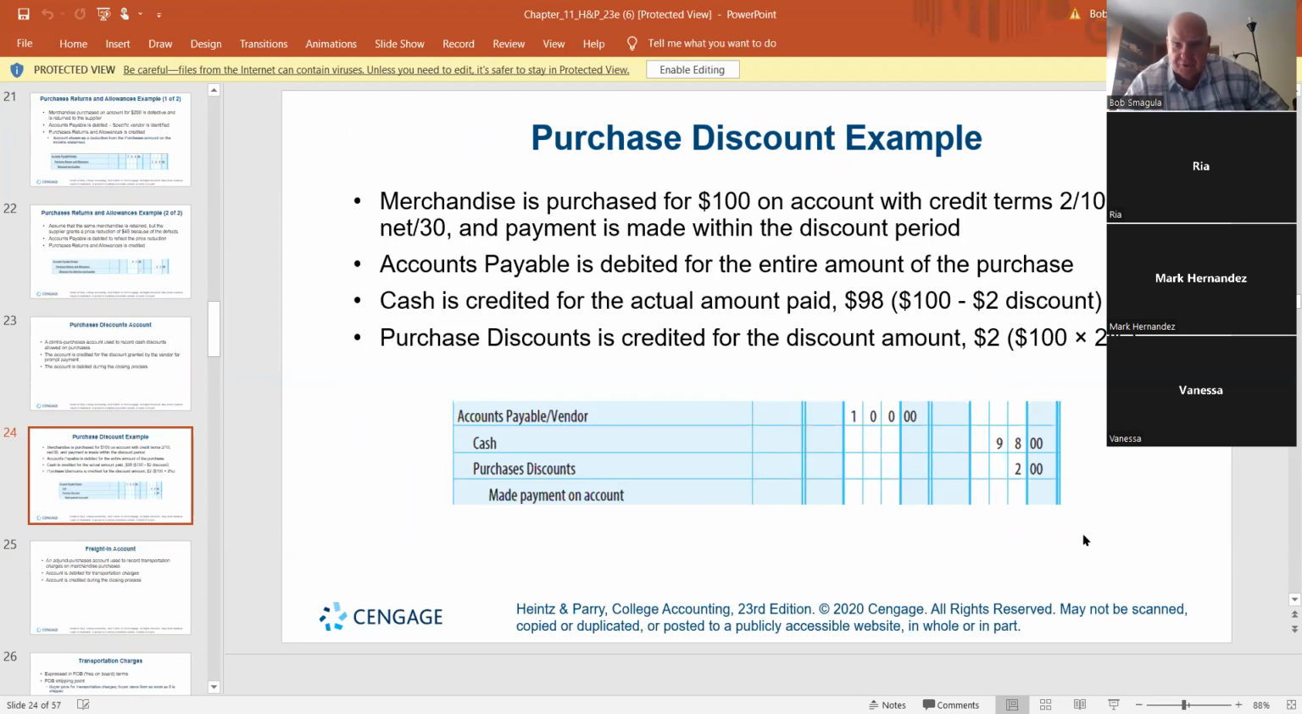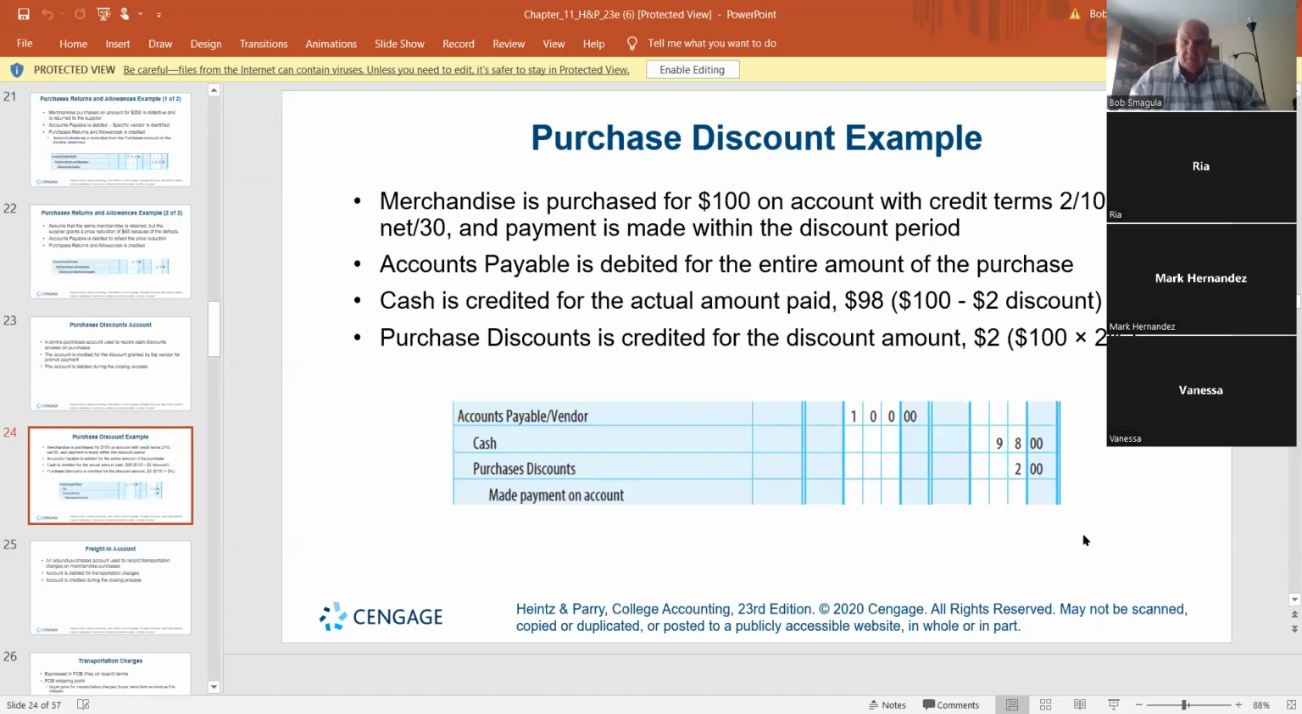We bought something for $100. The terms are 2/10 net 30, 2% discount if you pay in 10 days. Otherwise, you pay the net amount in 30. We are going to debit accounts payable for the entire $100. We don't owe that anymore. We don't owe them anything. But we didn't have to pay $100. We only paid 98 because we took a 2% purchase discount, okay?